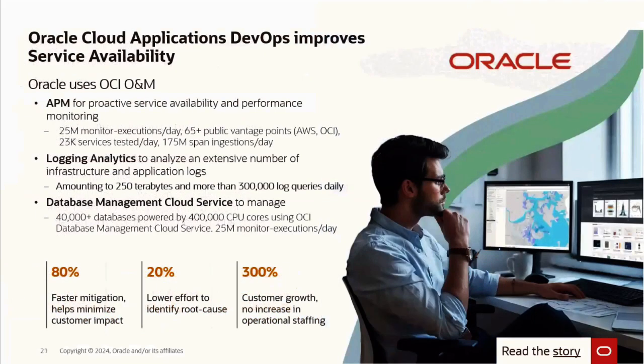But the last one I want to leave with, Dave, if you can kind of recap. Sure. Oracle and our own ops team. Yes, many times our most difficult customer is ourself. And the Oracle SaaS team, the DevOps team that runs Oracle SaaS, utilizes Oracle technology underneath. And so, as you can see here, we've listed a few examples for APM, for logging analytics and database management cloud service with over 40,000 databases.